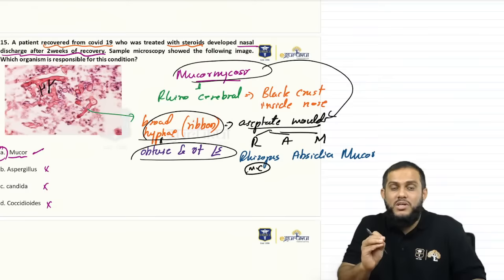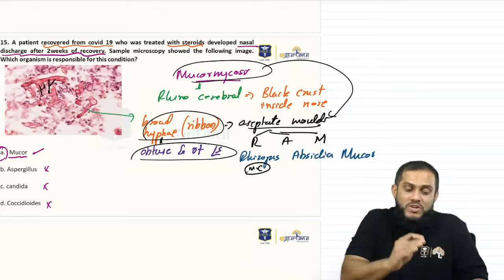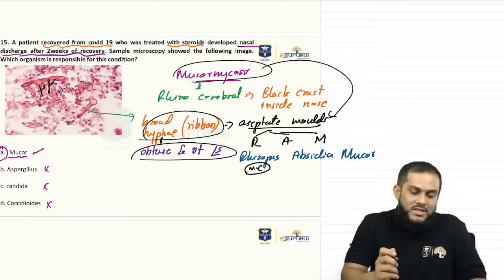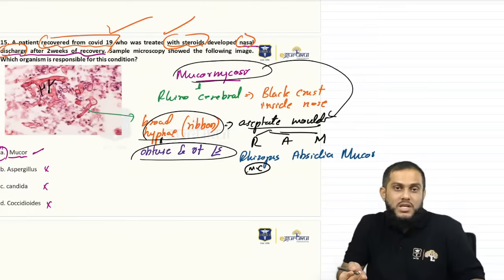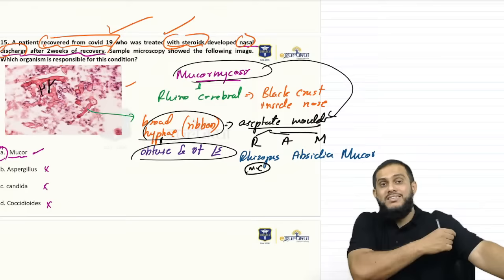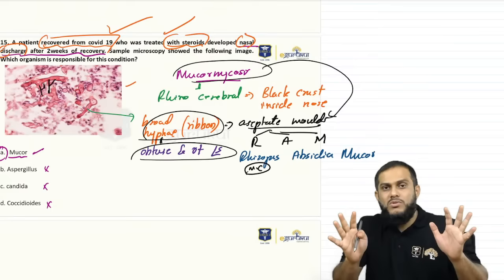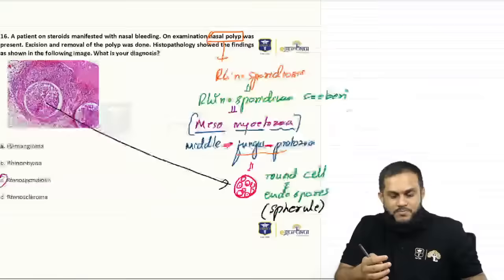Then predisposing factors: COVID patient, recovered COVID patient on steroids. These are not for Candida. Sir, these two predisposing factors, COVID and steroids, favor mucormycosis. Nasal discharge favors mucormycosis. And the image is more towards mucormycosis, though I agree that it may look like pseudohyphae also. There is nothing in favor of Candida in the question.